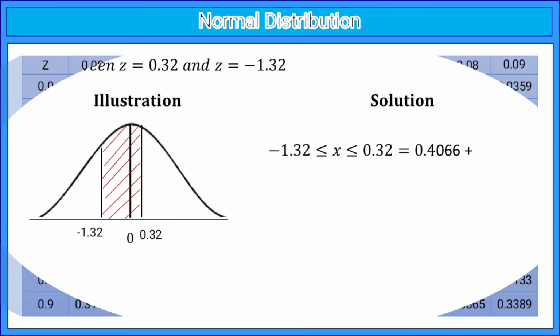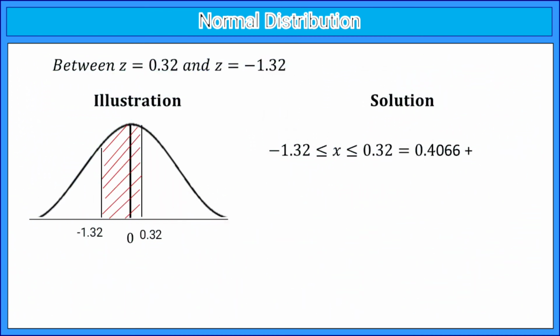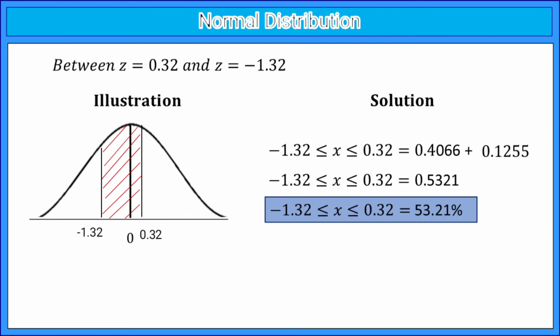So we're going to add these because we are getting the area in between the two z-scores, 0.32 and negative 1.32. Meaning 0.4066 plus 0.1255 is 0.5321. Our percentage will be 53.21%.